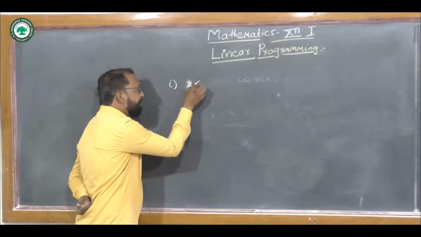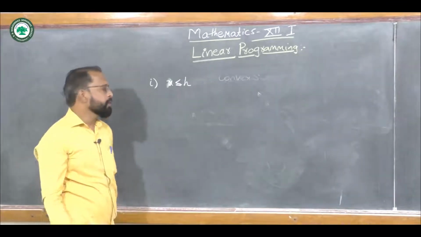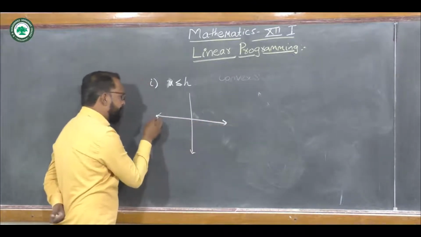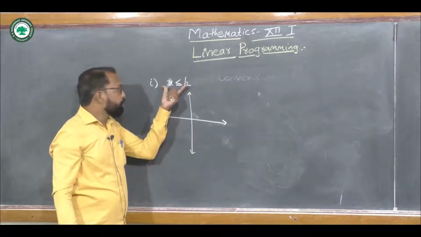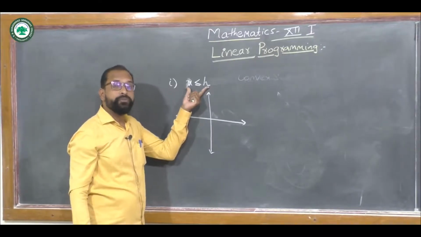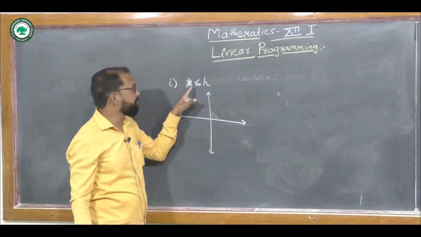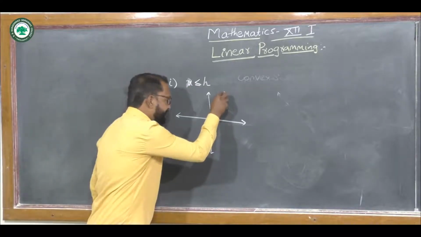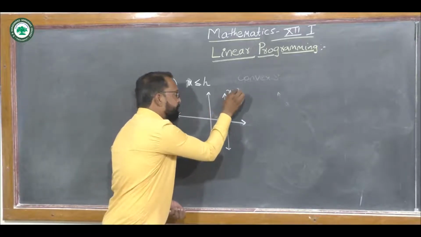The first one is x is less than or equal to h. Before studying the region of x is less than or equal to h, we draw a line considering this inequality as an equality, that is, we consider the line x equals h. Suppose this is the line x equals h.